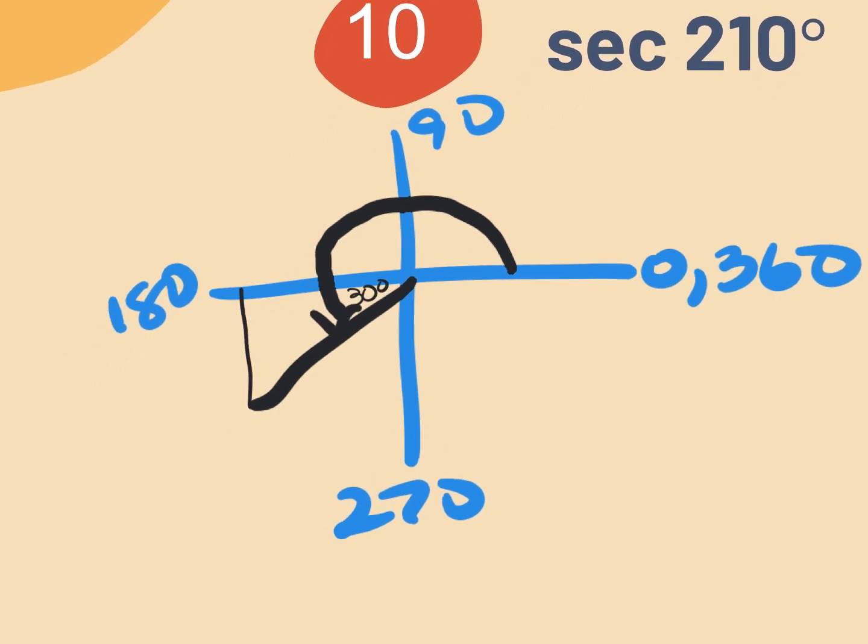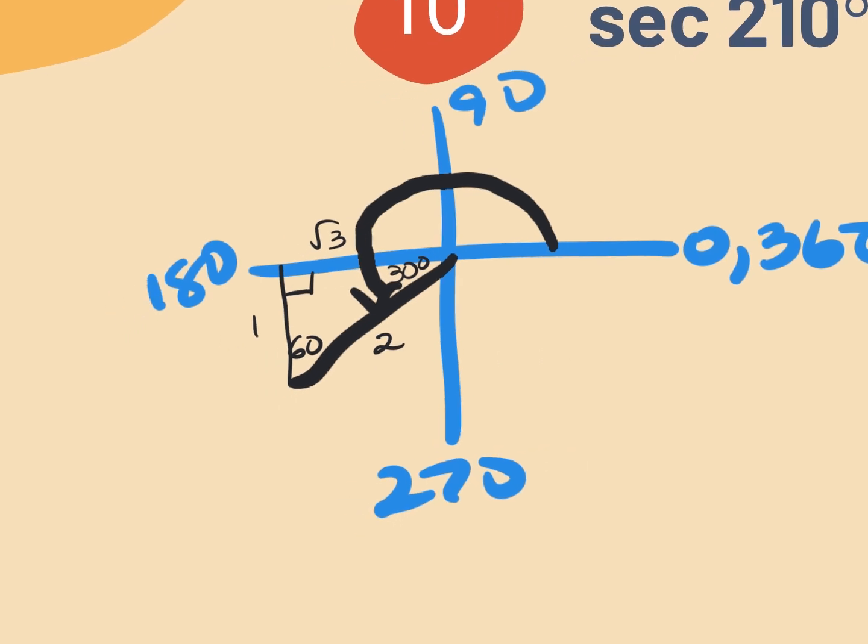And here's my triangle. 60's up here. So again, label your sides for the 30, 60, 90. I have root 3 across from 60, 1 across from 30, hypotenuse is 2. Remember, the sides in quadrant 3 are negative, negative. So this will be a negative 1 and a negative square root of 3.